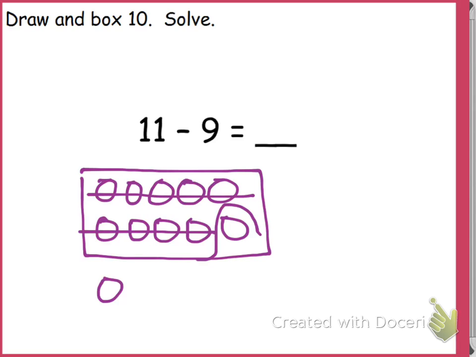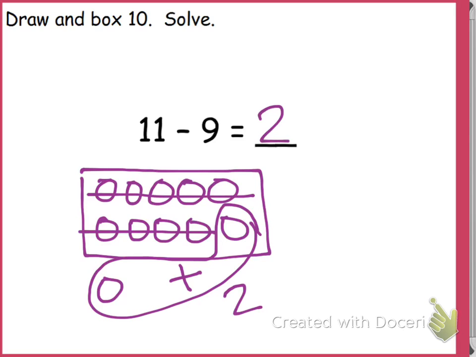And now we're going to circle the rest. Now looking at this, there's one inside the box and one that's outside the box. We know that 1 plus 1 equals 2. So that means that 11 minus 9 also equals 2.